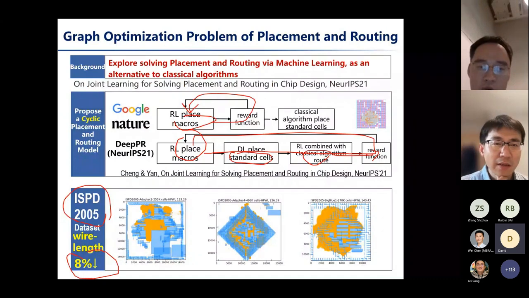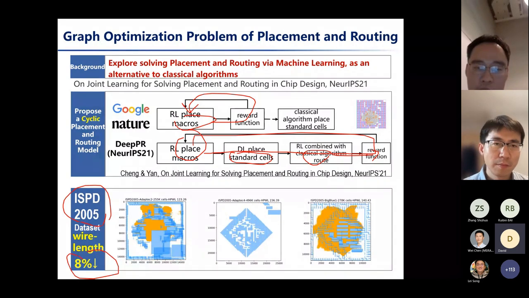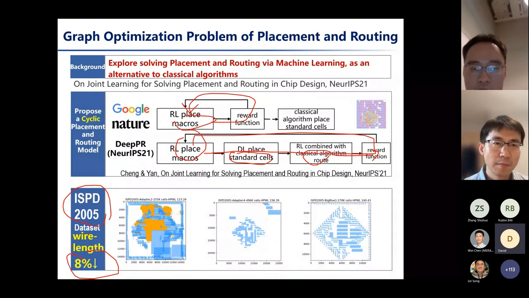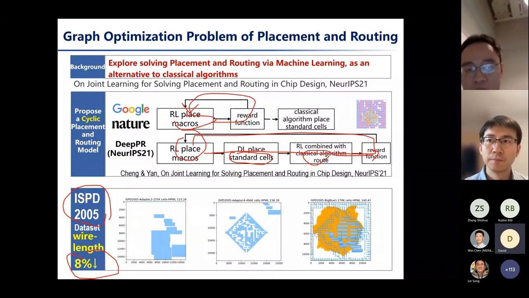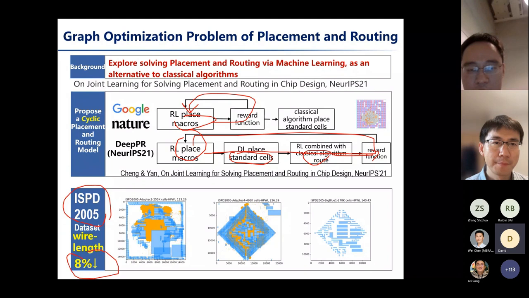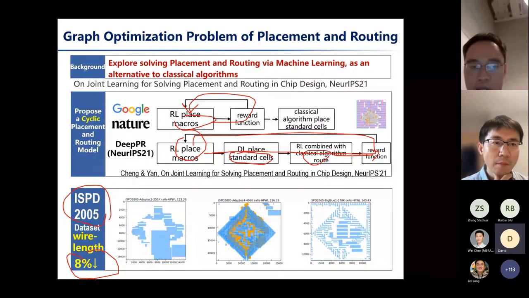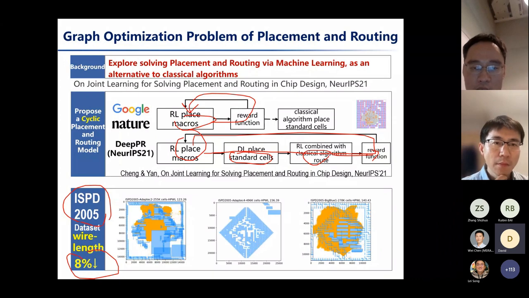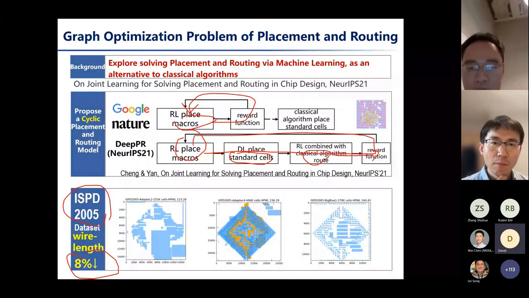Yes. So let me use the EDA problem as an instance. Actually, we do not do pre-training. We do not train the model on one chip and test it on the other chip. We just execute reinforcement learning on the single chip to do training, and finally we get the results. So I think generalization ability is a big concern about such RL-based methods.